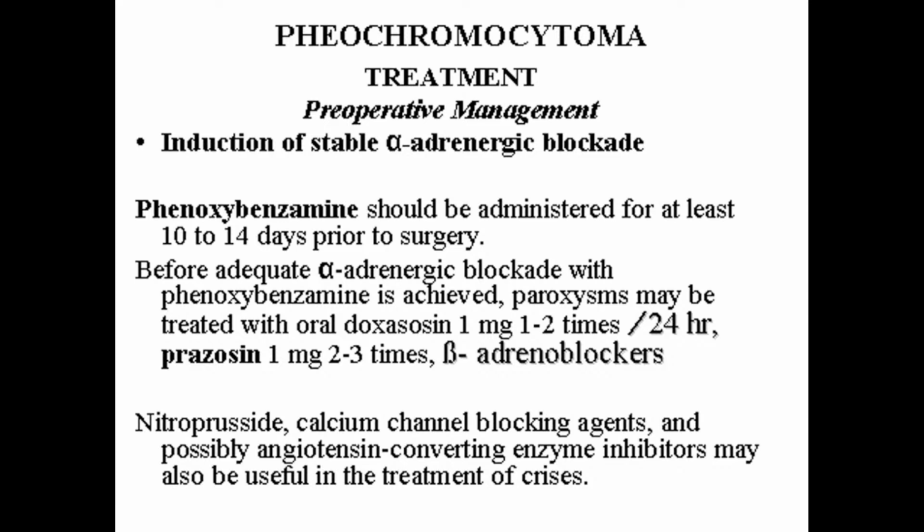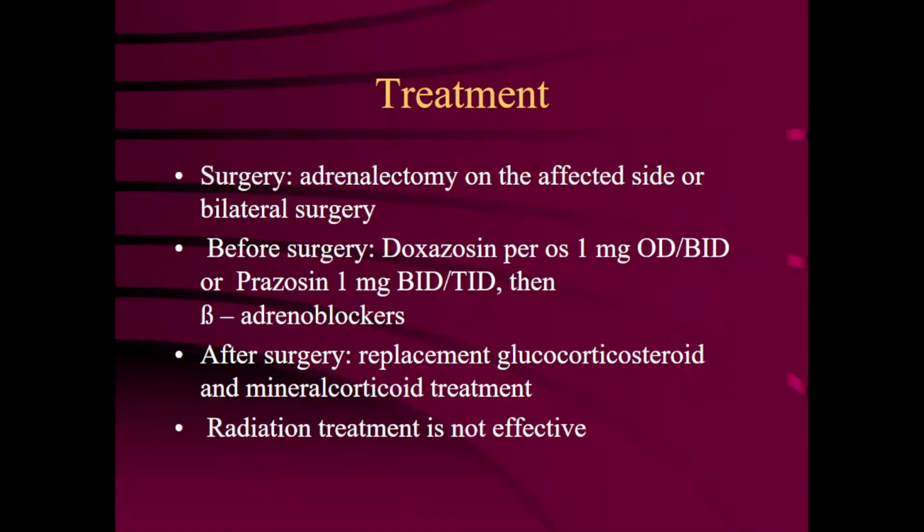And then you can administer beta blockers. In treatment of crisis, we should use also nitroprusside, calcium channel blocking agents, maybe angiotensin converting enzyme inhibitors, parenterally, intravenously. The most effective treatment of this pathology, of course, is surgery, and it's adrenalectomy on the affected site or bilateral surgery.